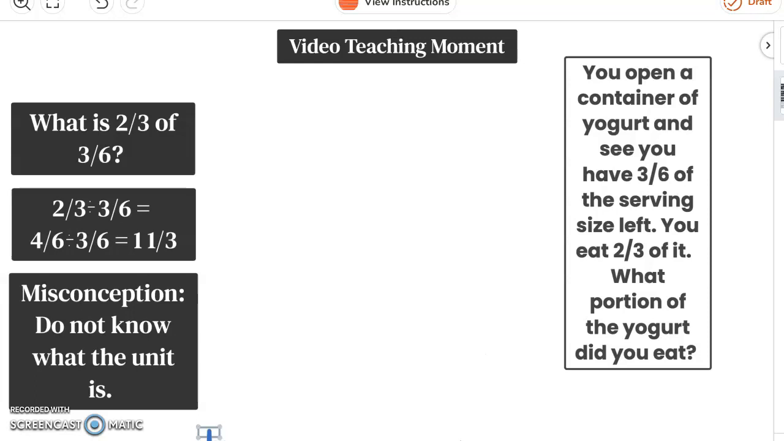So the misconception is that they didn't know what the unit was. They thought that of was dividing, not multiplying. So the question is actually asking them to multiply and to find 2/3 groups of 3/6.